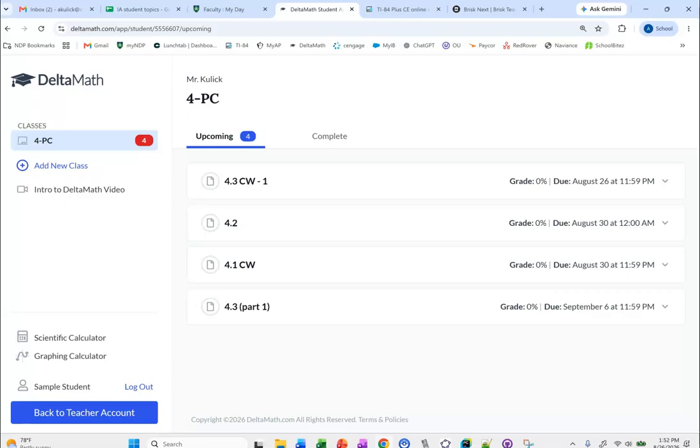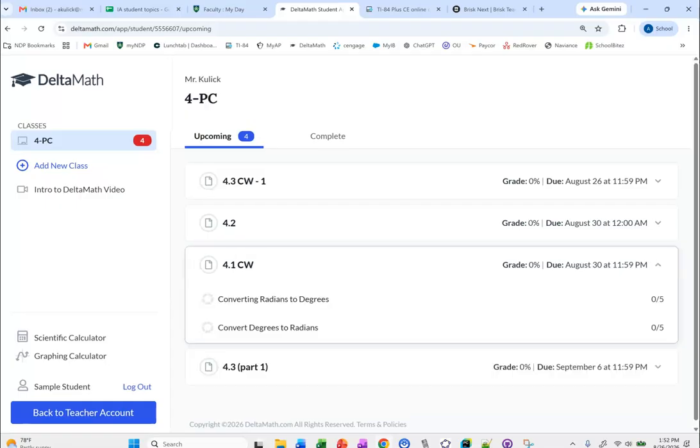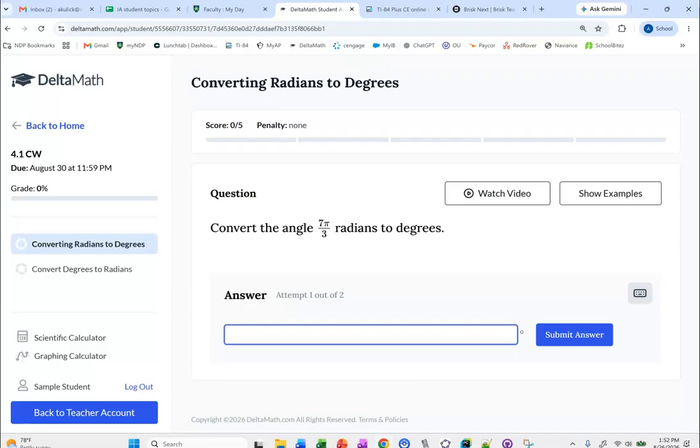So what I'm going to ask you to do is the 4.1 classwork. There's 2 types of problems, radians to degrees and degrees to radians. Notice on the radian to degree problems, they might ask you to round. This one doesn't because the answer comes out to be a whole number. If it's going to be a decimal, though, they might ask you to round to some decimal place. That's okay. You can have a decimal answer, particularly if it says round to the nearest whatever. Is everybody okay there? Okay.